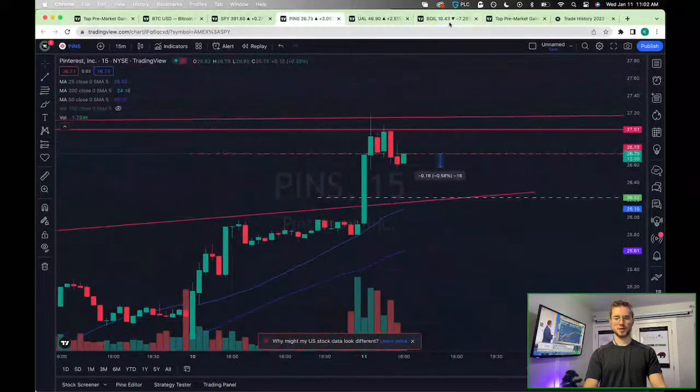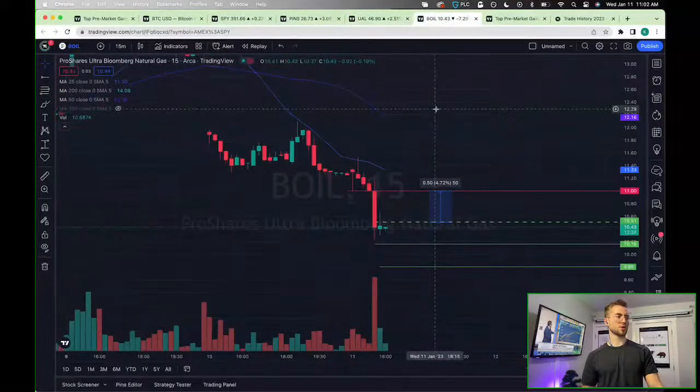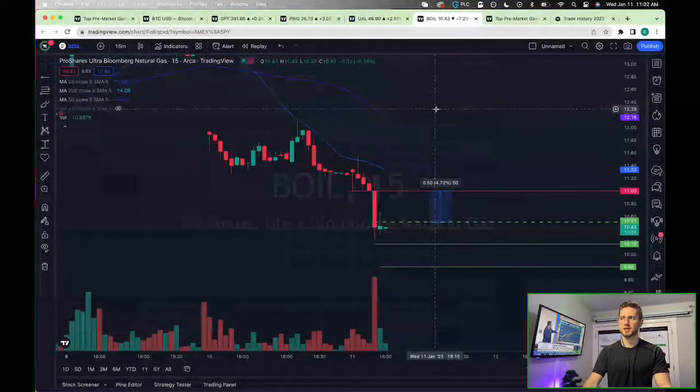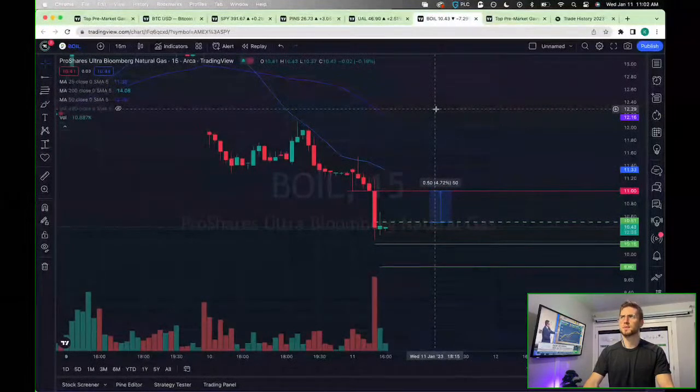So we're basically flat on pins, just out of the money on Boyle. As the dollar continues to push up, it's gone positive on the session as we speak.